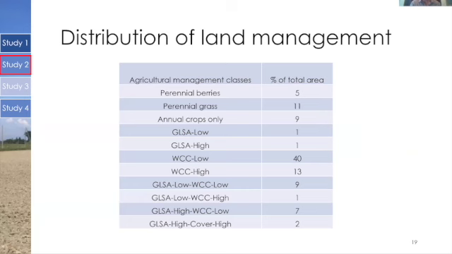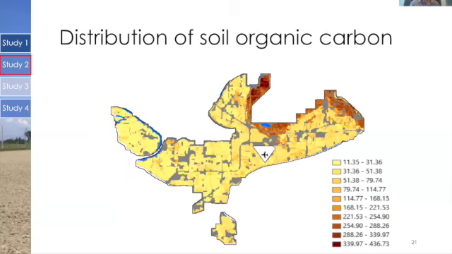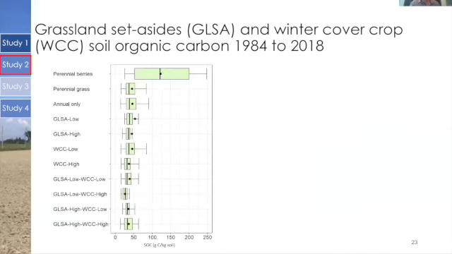So this is the distribution of those different practices. And we see from 1984 to 2018, there overall wasn't that much change in the landscape. And again, we mapped the soil organic carbon and the changes in soil organic carbon. And this is showing the distribution of fields in those different practices.